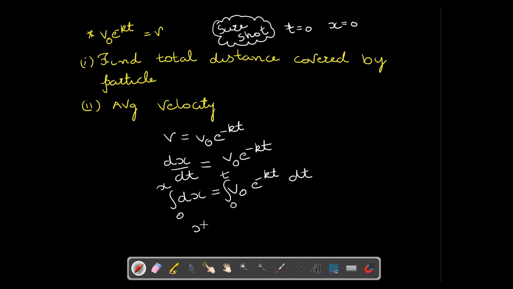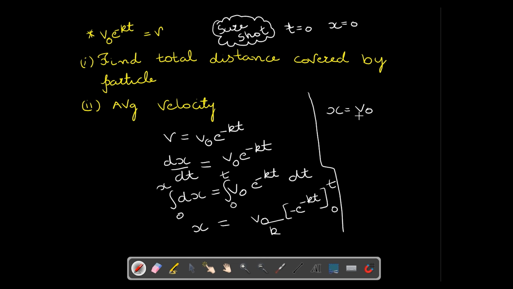Now the integral of dx will become x minus 0, which is x. The integral of v naught e power minus kt is v naught times minus e power minus kt by k. Now you need to apply the limits 0 to t. If you do that, what will you get as the equation of x? You will get x equal to v naught by k into 1 minus e power minus kt.